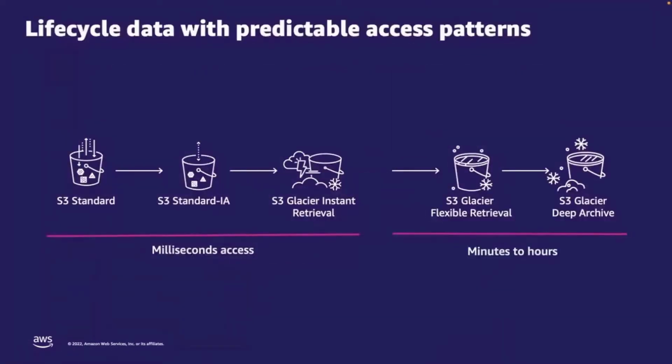Or you can use S3 Lifecycle policies to move data with known or predictable access patterns to lower cost storage classes over time. Lifecycle policies are configured based on the creation date of the object and can be filtered to apply to the whole bucket, a prefix, or a set of tagged objects. Remember that S3 Standard Infrequent Access and S3 Glacier Instant Retrieval deliver milliseconds access to storage, and the S3 Glacier Flexible Retrieval and S3 Glacier Deep Archive storage classes are designed for asynchronous access to storage with retrieval times of minutes to hours.